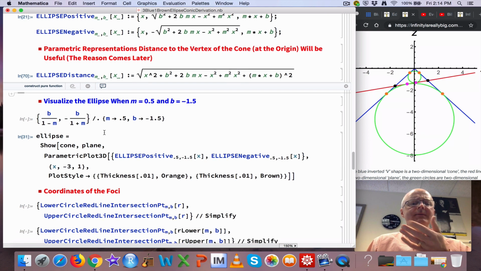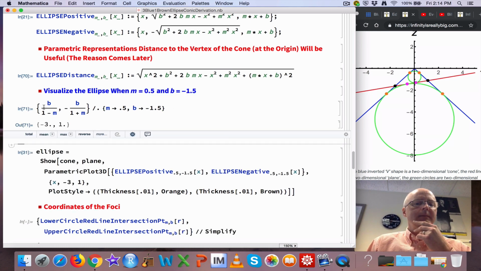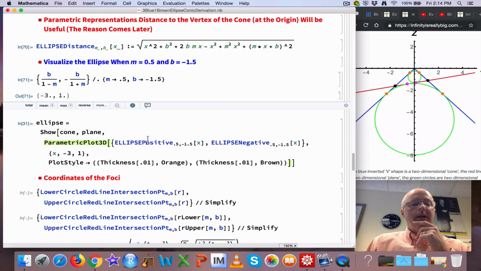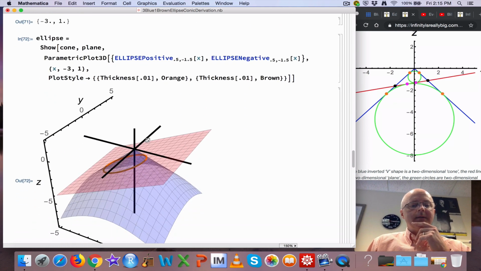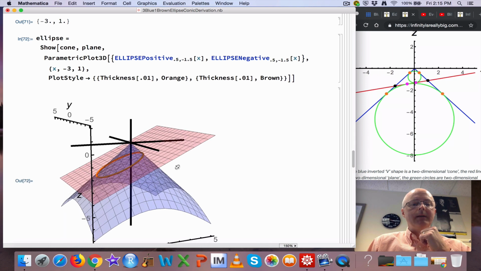Let's visualize the ellipse in the case where m is 0.5 and b is negative 1.5. These quantities here are just the limits of x for the ellipse. It's the x coordinates of the black dots in the two-dimensional picture. I didn't talk about how to find those. Here is a picture of the ellipse. One half colored orange where y is positive, the other half colored brown where y is negative. Again, you can rotate this more like that. That would be like the original picture.